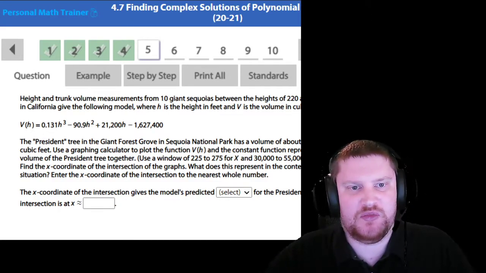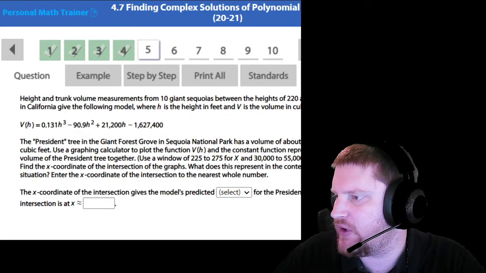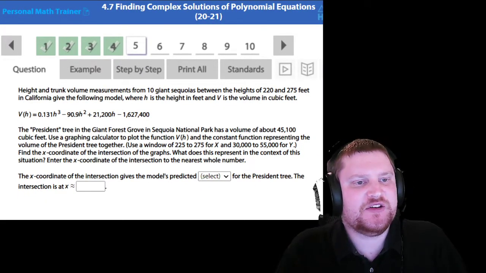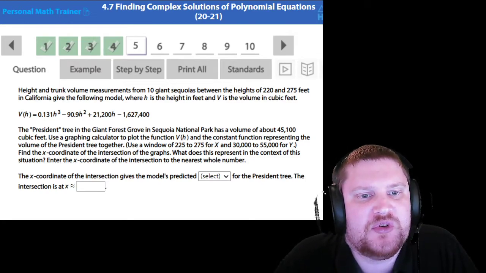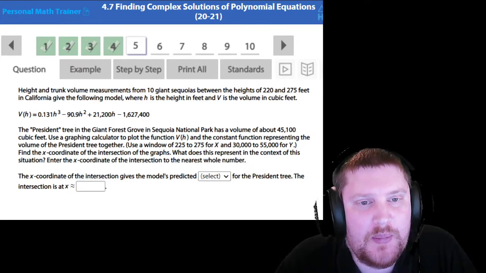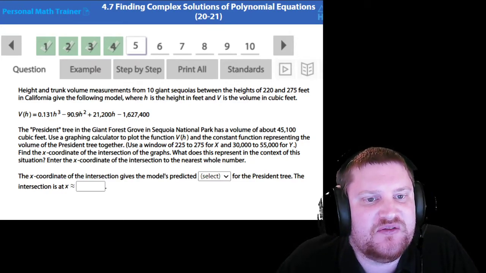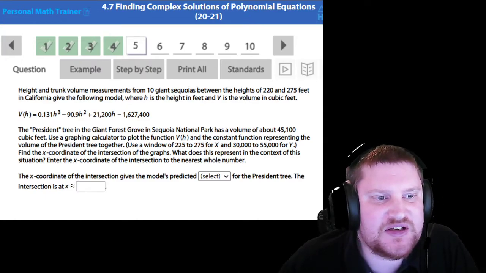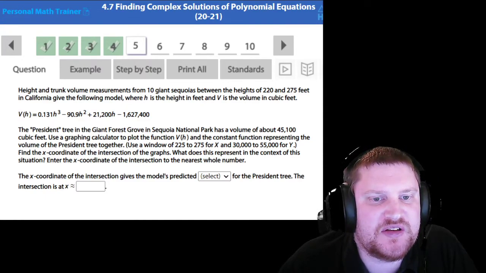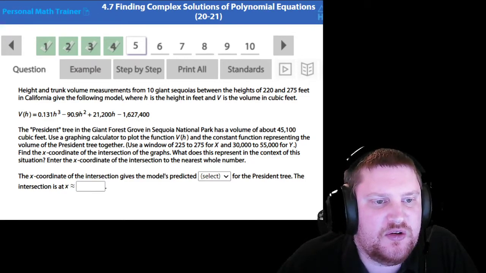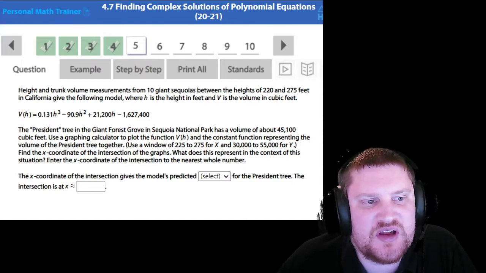Height and trunk volume measurement. You guys can't actually read the whole problem, so let me fix that real quick. There we go. Height and trunk volume measurements from 10 giant sequoias between the heights of 220 and 275 feet in California give the following model, where h is the height in feet and v is the volume in cubic feet. The President Tree in the Giant Forest Grove in Sequoia National Park has a volume of 45,100 cubic feet. Use a graphing calculator to plot the function v of h and the constant function representing the volume of the President Tree together. Use this window, find the x-coordinate of the intersection of the graphs. What does this represent in the context of this situation?